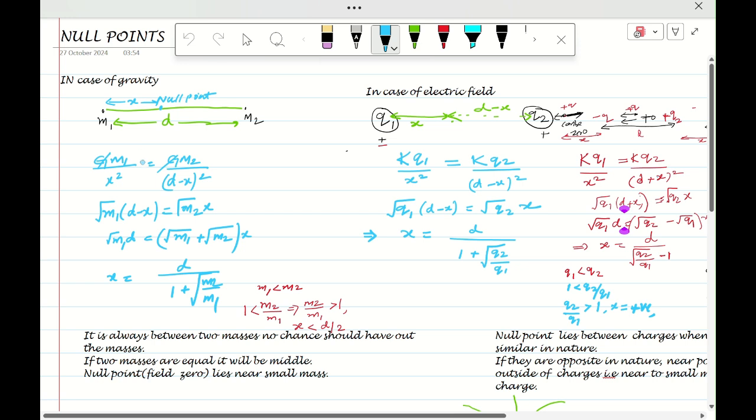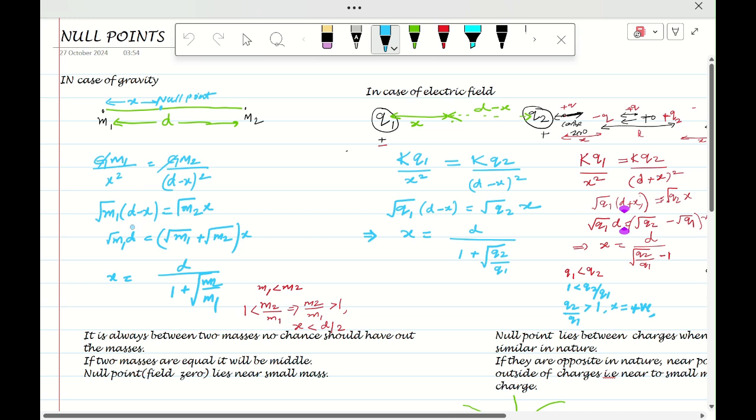So in gravity, these are the masses, so they cannot be negative. The gravitational force or field between M1 and M2 becomes zero at one point between M1 and M2. So it is always between M1 and M2 only. Never is the null point outside M1 and M2, and it is nearer to the small mass.